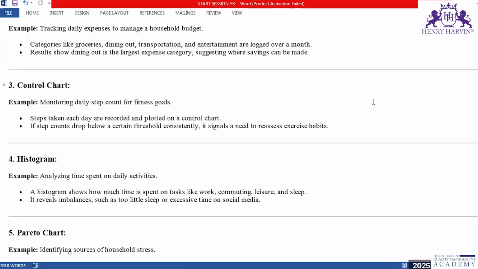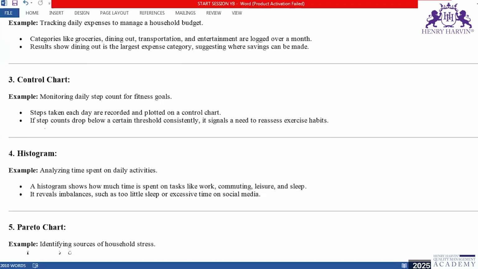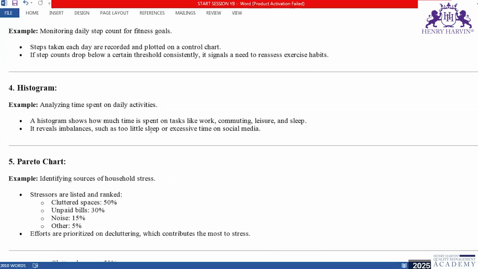Then comes your histogram. As you remember, a histogram is about the distribution. Let's see: analyzing the time spent on daily activities. A histogram shows how much time is spent on tasks like work, commuting, leisure, sleep. For example, you're sleeping. Some days you sleep 7 or 8 or 7.5 hours. You write down all the durations that you had, and those durations can be mapped into a histogram.